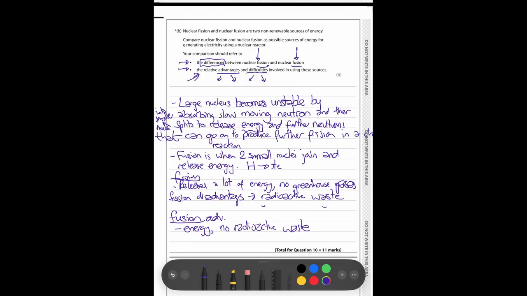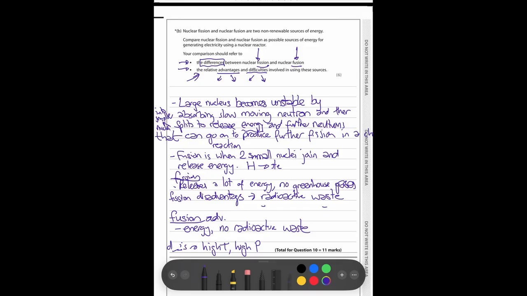So then what are the disadvantages? This was kind of what I was mentioning earlier, that you need very, very high temperatures, very, very high pressures. And because you need such high temperatures and pressures, it's pretty difficult to do that on Earth. So it'll happen in the sun very easily where there's high temperatures and pressures, but on Earth, it takes a lot of energy to get those high temperatures and high pressures.